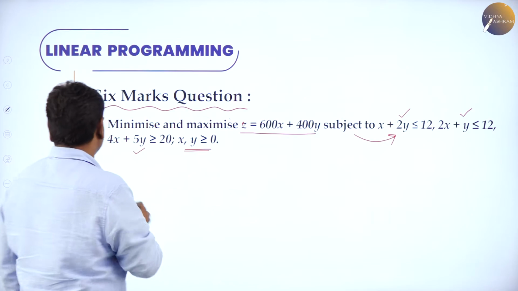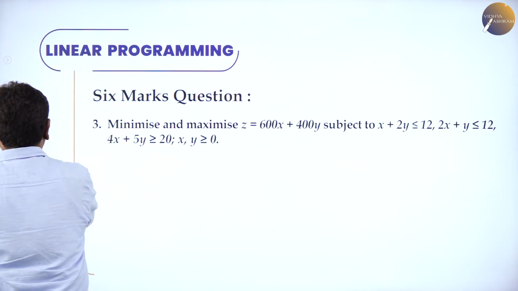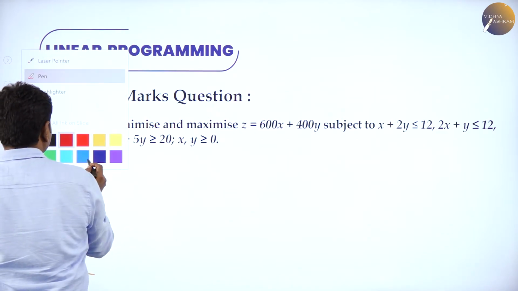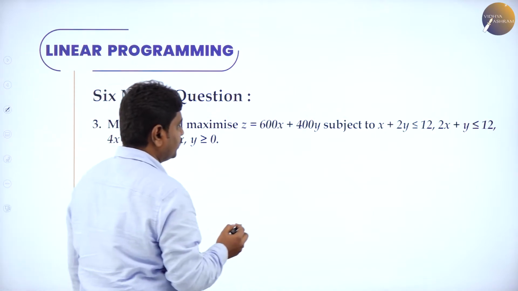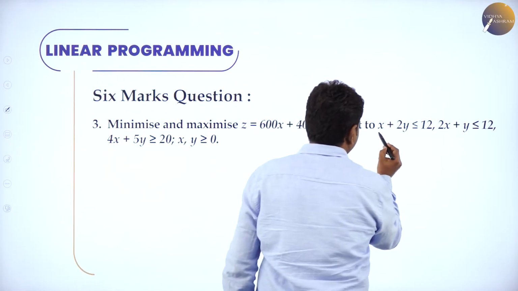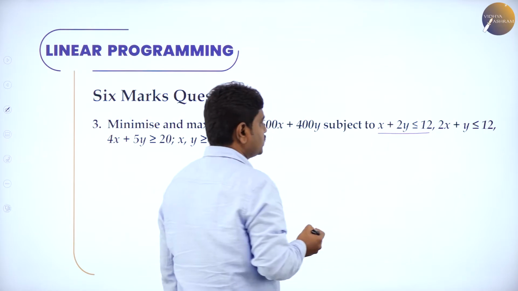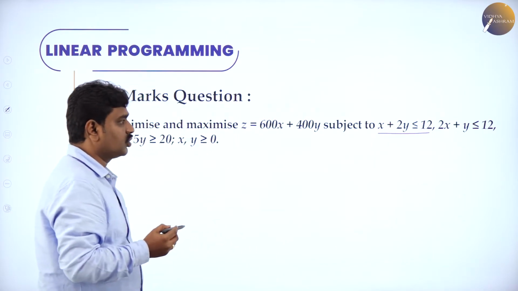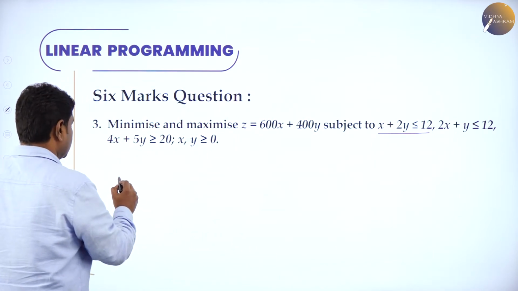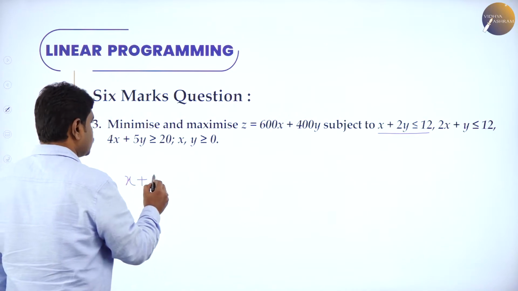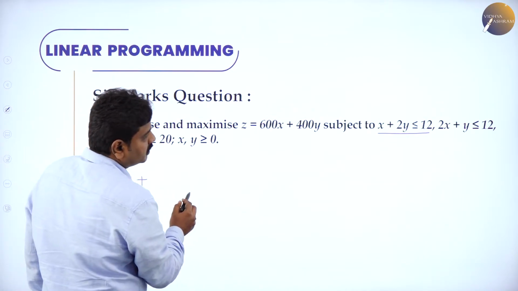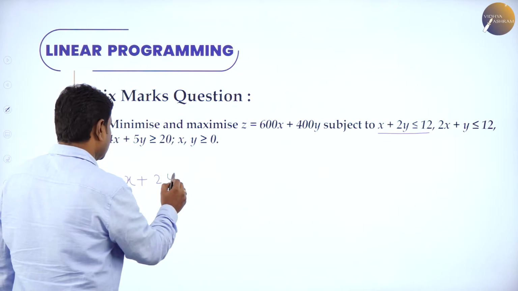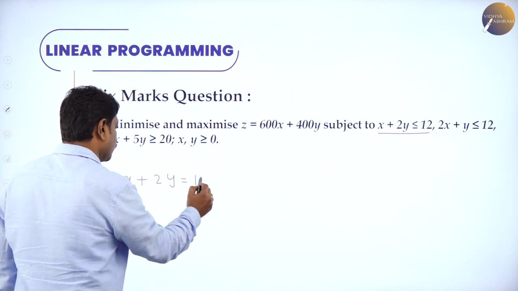So what is the first constraint? Let me take the first constraint. I'll take a different color for each constraint. For the first constraint, I'll take x plus 2y less than or equal to 12. I'll take this color. x plus 2y less than or equal to 12. If you want to draw a line, equate it to 12.